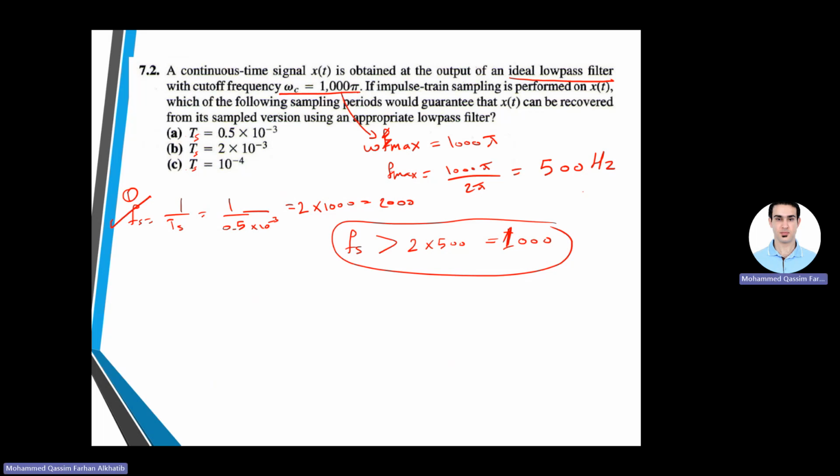Reciprocal of Ts, use the calculator. 1 over 0.5 times 10 to the negative 3. 1 divided by half, that's 2. 10 to the negative 3 will become 10 to the power 3. So 2000.